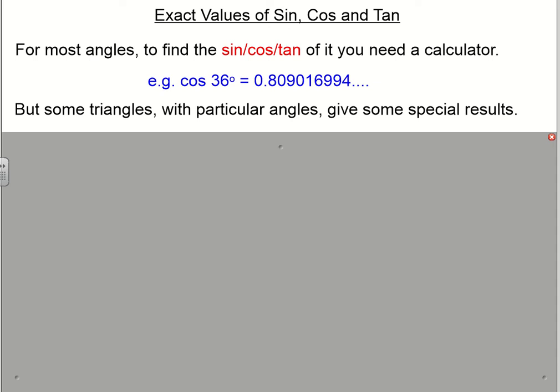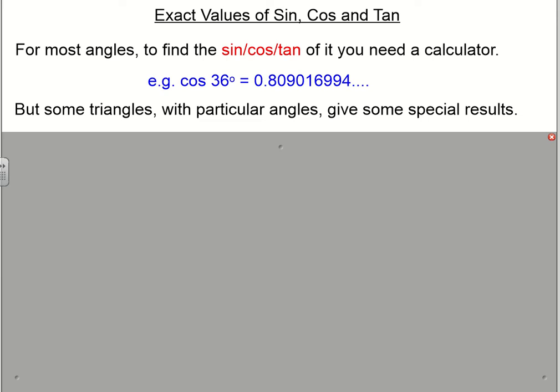Hi, welcome to this video on exact values of sine, cos and tan. In this video we're going to be looking at special triangles and special angles where sine, cos and tan turn out to be not horrible, irrational, never-ending numbers like I've got there for cos 36, but some special results, and they quite often involve surds.